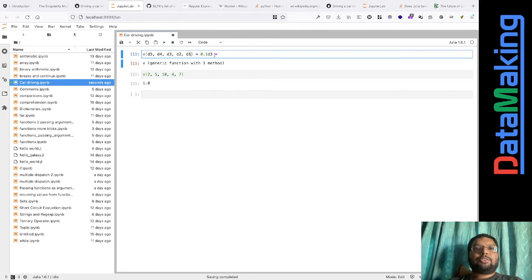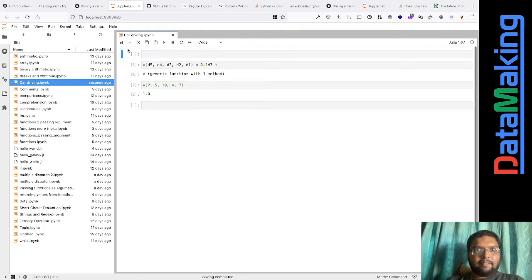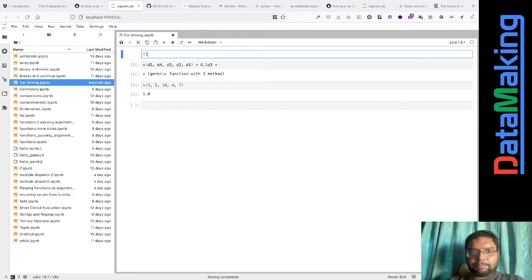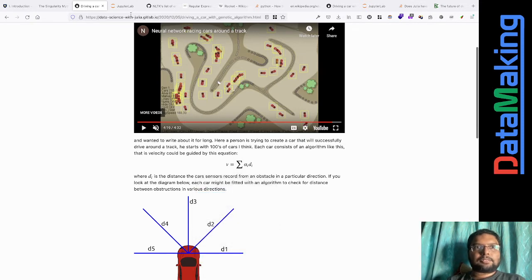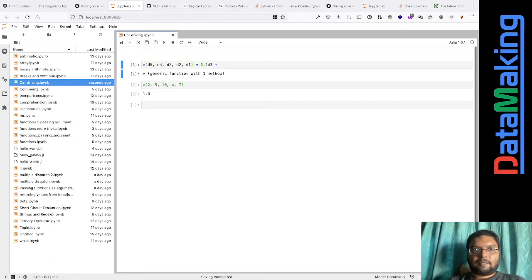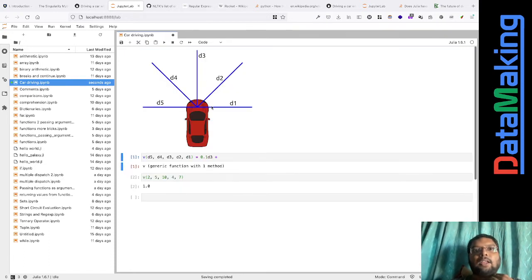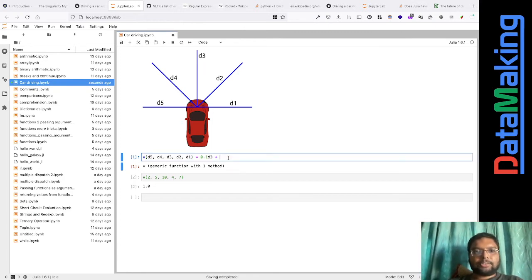And before that, let me put a markdown cell here, and in this let me put this image. Okay, so you have just got it. The car image is there, and that's how it is. So now we are only taking D3 for the velocity.